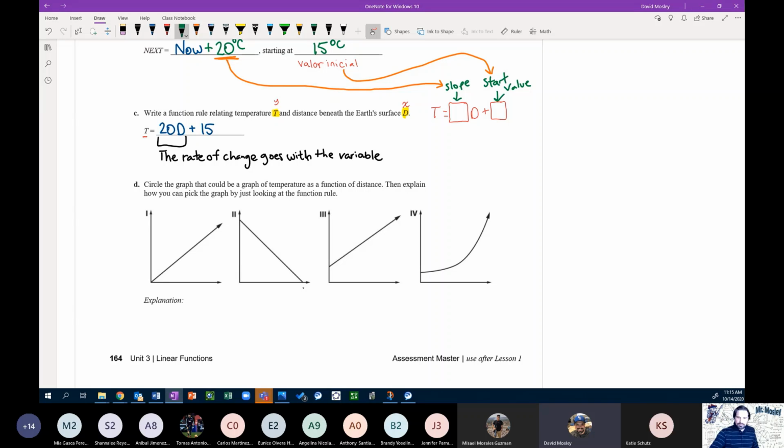Okay, so let's do this. Which graphs show an increase?